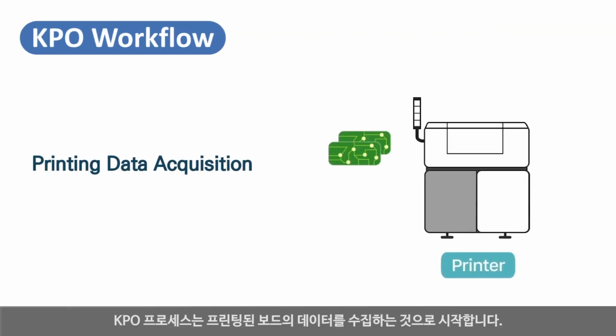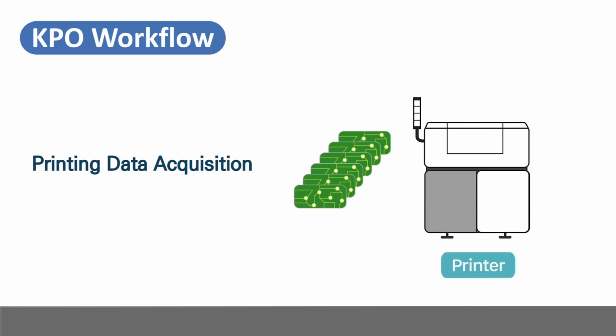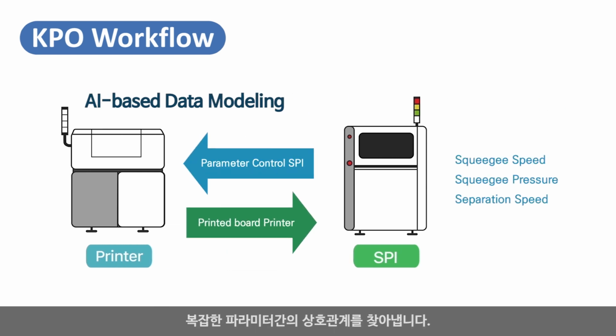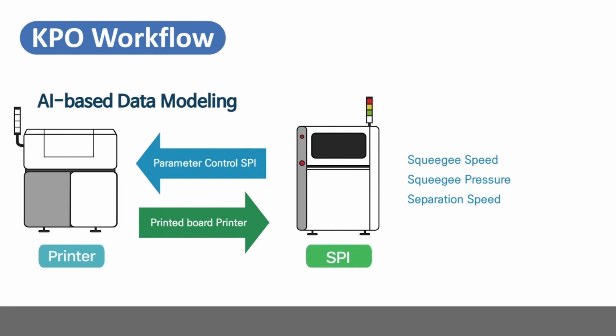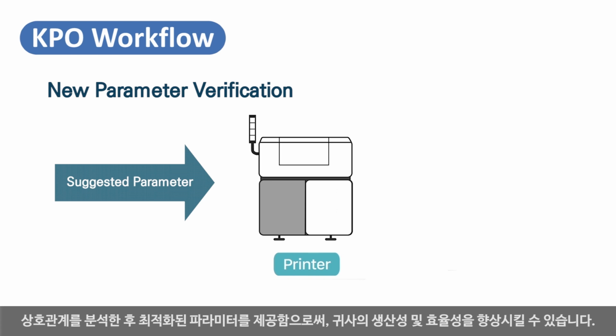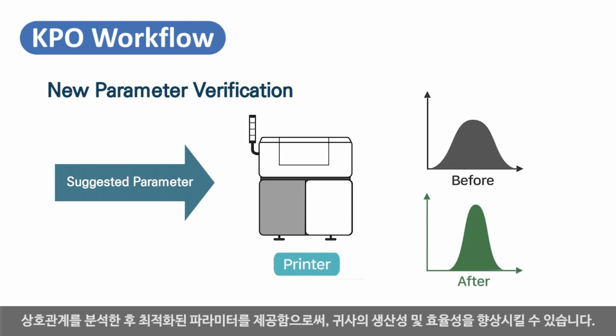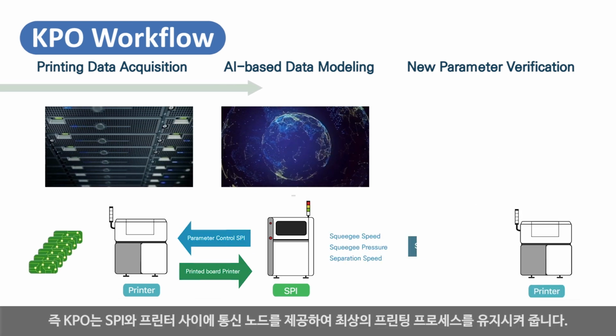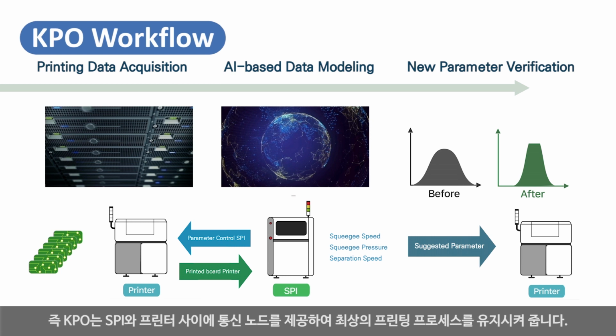The first step is to collect production yield data from printed boards. KPO captures these printing results in real time and uses an AI-based algorithm to find the complex relationship between key printer parameters and printing quality. KPO will recommend the ideal operating parameters to maximize yield and production efficiency based on actual data. KPO facilitates communication between the SPI and printer to ensure the ideal printing process is maintained during operation.